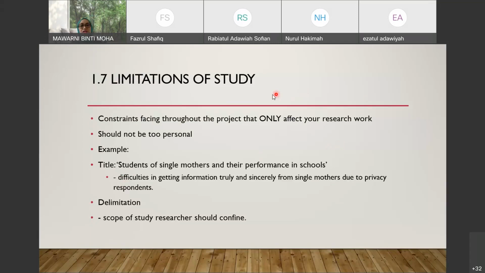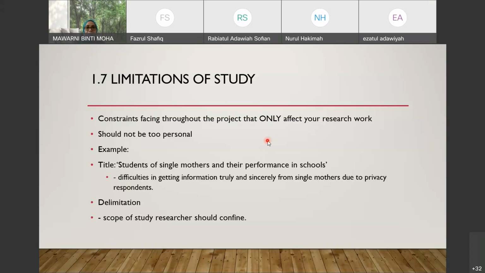So there goes the limitation of the study. The limitations, not your personal limitation, okay? Don't laugh and don't say, oh no, we know this. No, because I came across a lot of writings about the limitation, saying I don't have time, and so forth, about personal limitations. It's basically the procedures. The limitation is the procedures of the study. It's a constraint faced throughout the project that only affects your research work.